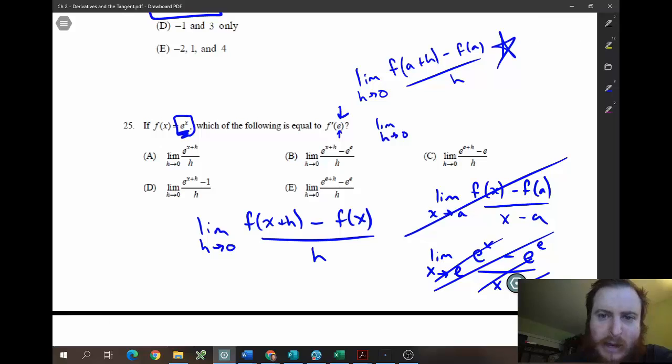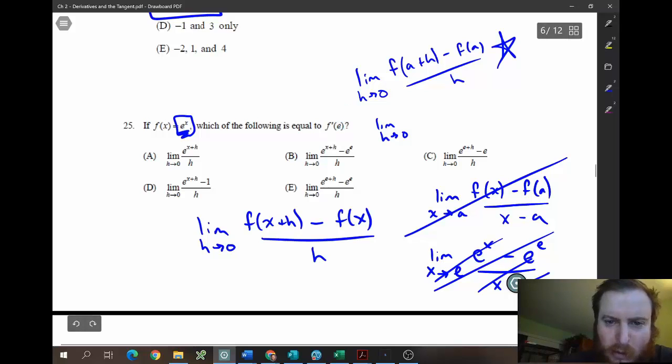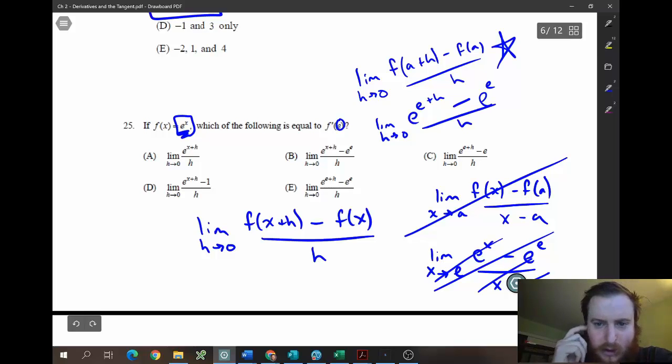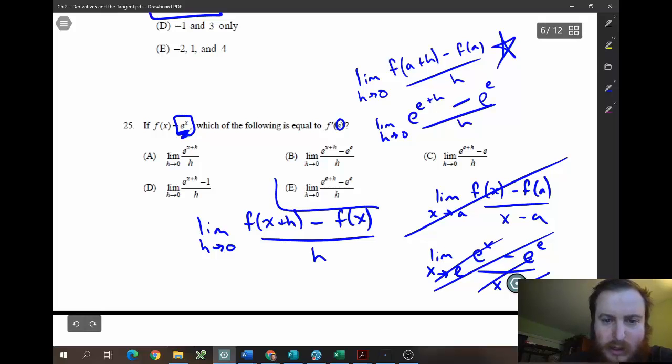Now for the f(a+h), what we do is we plug in E, because E is the value we're plugging in. This is like the number we're plugging in, like 2 or 5 or 7, well, they're using E. So we do E. Now we plug in E plus H for X. So e to the E plus H. Then minus, then we just plug in E, all over H. And so the one that looks like that is choice E.